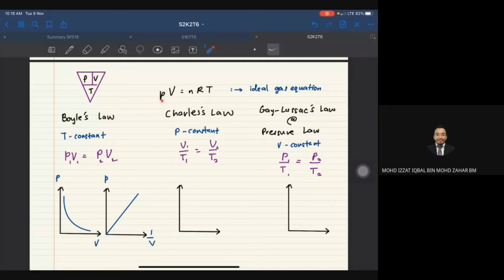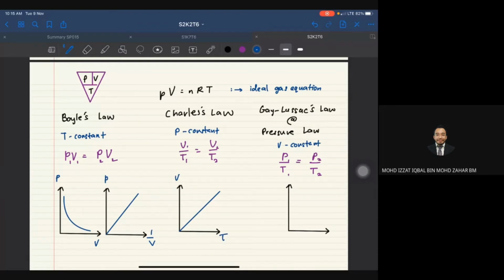Okay, the second part, for Charles' law, you have P is constant. So I can bring the constant over here, and you have nR over P, and the whole thing over here is a constant. So I will have a straight line if I plot V against T. Faham ke tak? Paham, sir. Alright. If I plot V against T, then I will have a straight line.